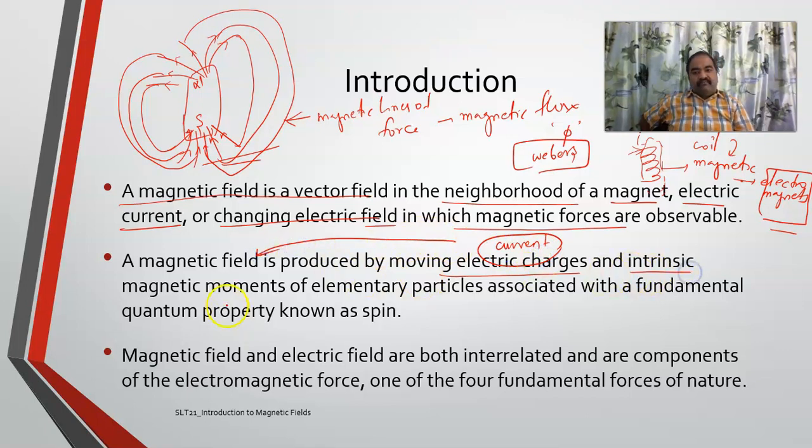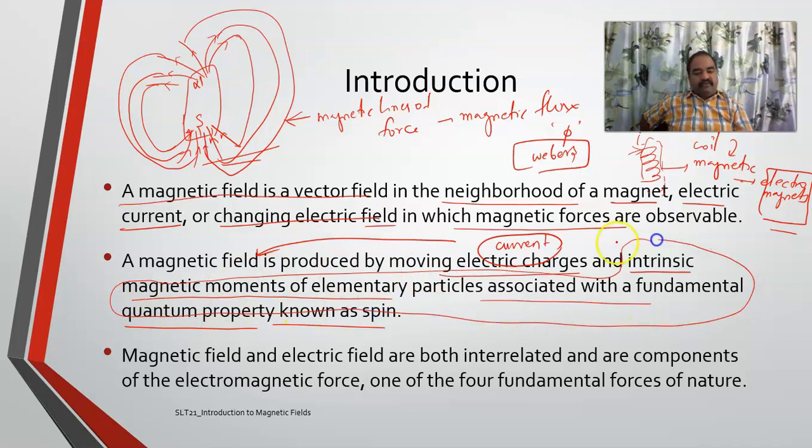And intrinsic magnetic moments of elementary particles are associated with a fundamental quantum property known as spin. This concept we will omit because it comes under quantum physics. We will focus only on the magnetic field produced by moving charges, which means any current is responsible for developing a magnetic field. And we have already seen that if there is a current, there is a movement of charges.